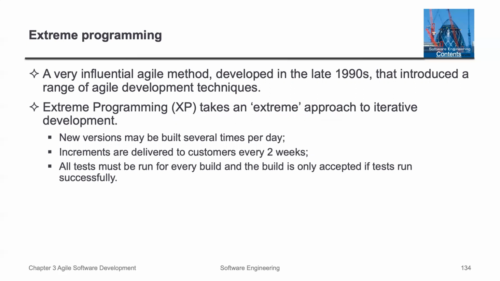There's a term called extreme programming, a very influential Agile method developed in the late 90s that introduced a range of Agile development techniques. Extreme programming, or XP, takes an extreme approach to iterative development. New versions may be built several times per day. Increments and deliveries to customers could be every 2 weeks, and all tests must be run for every build, and the build is only accepted if tests run successfully.